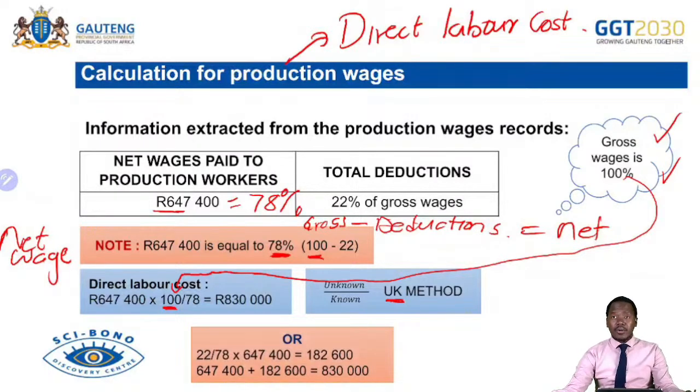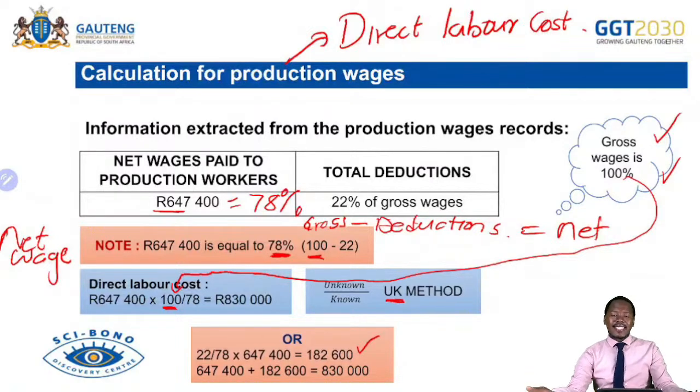Or, this is how I can do it, grade 12. I can now take my 22, which is my total deductions, divide by my 78, which is my net, and then multiply by 647,400. Then I get my 182,600, and then I will add that back.